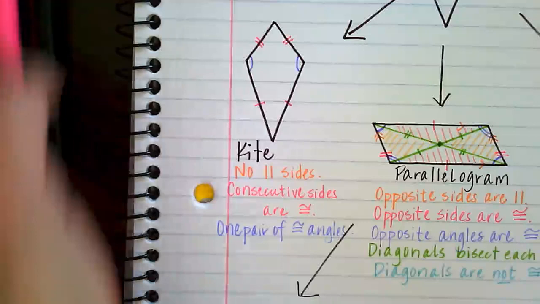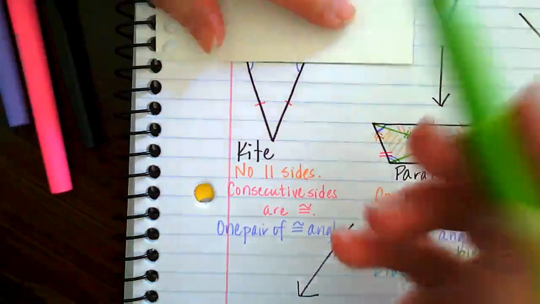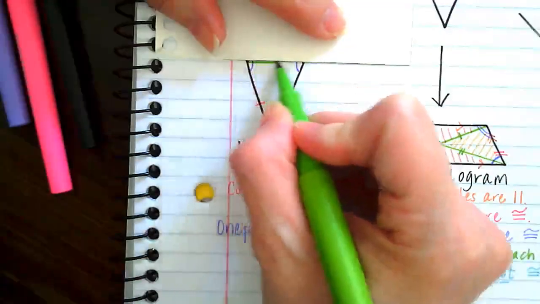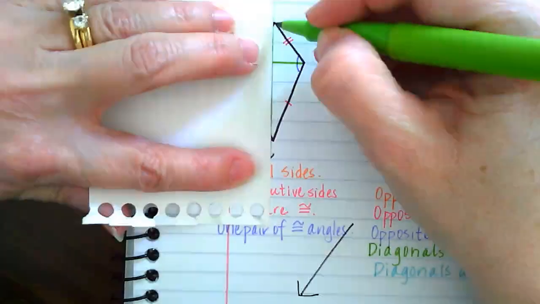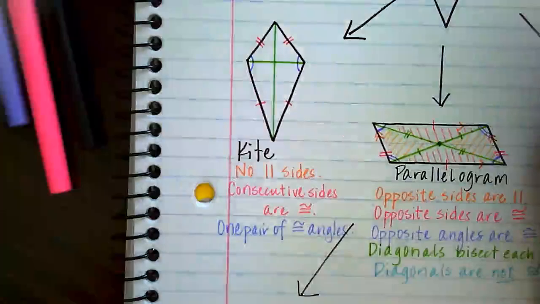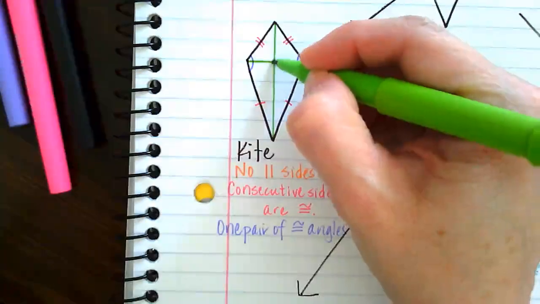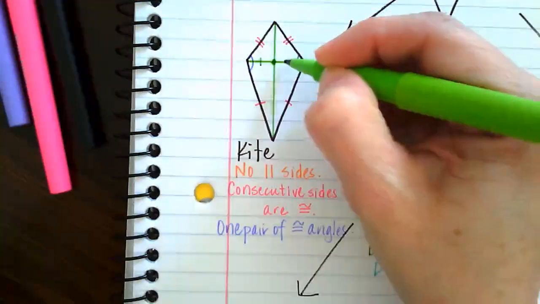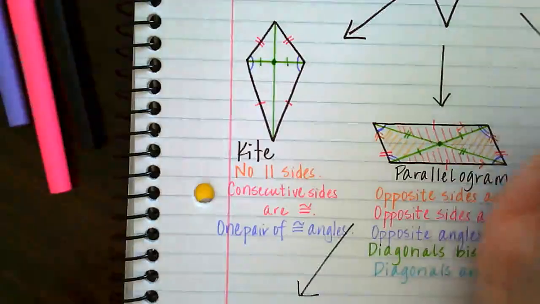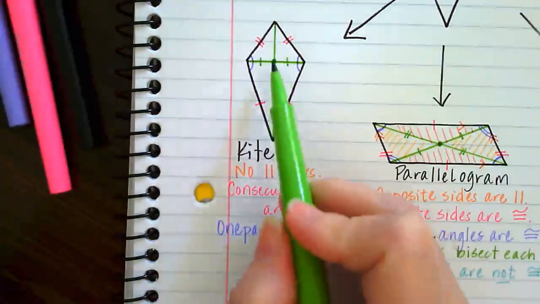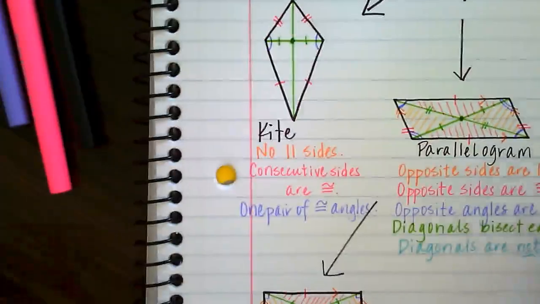All right, now for the diagonals, when we draw the diagonals, I think it's pretty obvious that the diagonals are not going to be congruent. So this diagonal is definitely not congruent to this one, but you hopefully will notice this one is bisected. This one is not. The other thing that happens is that they are perpendicular to each other.